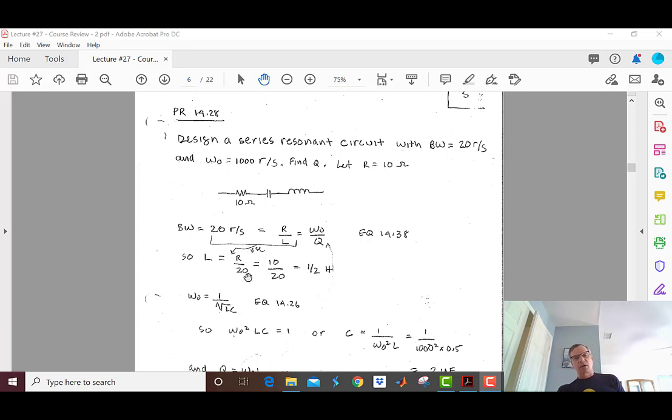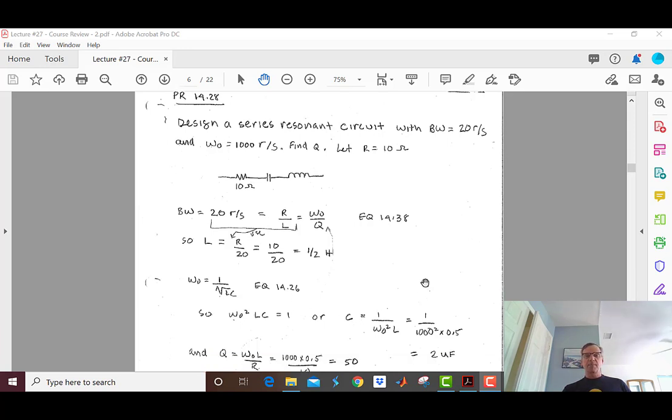So L is equal to R over 20. So that's going to be 10 ohms divided by my 20 radians per second is going to give me a half a Henry. So now I know my inductance. And I also know that omega naught is equal to 1 over root LC. And omega naught was specified as 1,000 radians per second. So I work through that math and I get my capacitor.